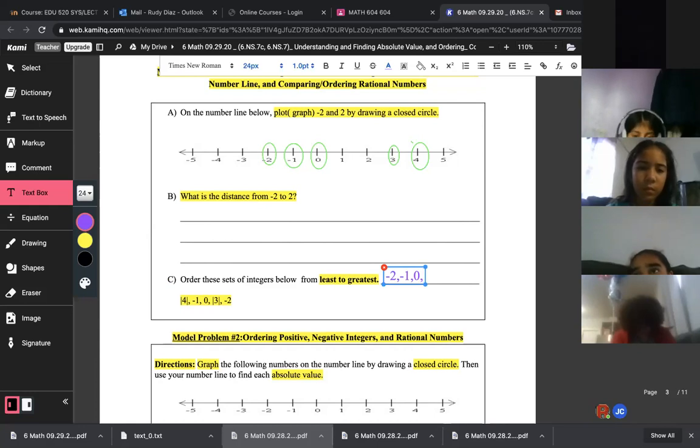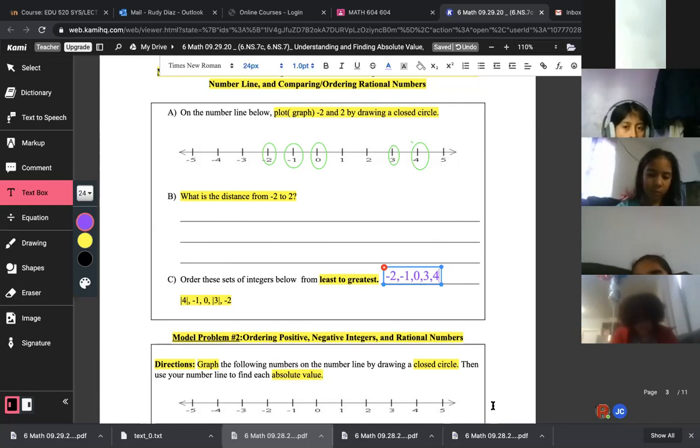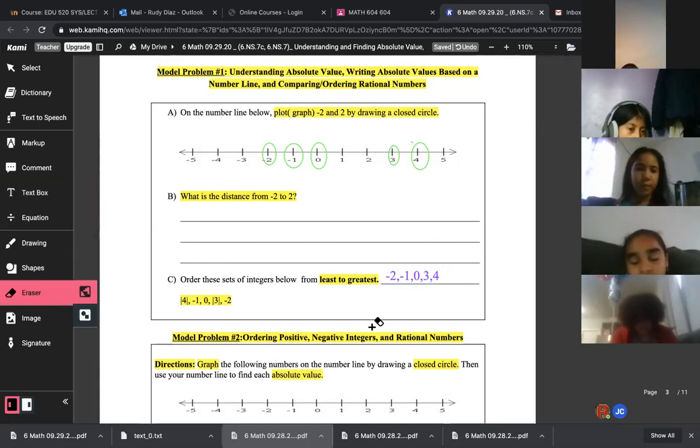Then next would be 3. And the last number will be 4. Everybody see how she did that? She labeled them from left to right, okay? And that's exactly how you would do it from now on. If we ask you for the absolute value and we ask you to label it from least to greatest, then that's exactly what you would do. Does that make sense to everyone? Thumbs up, thumbs down.